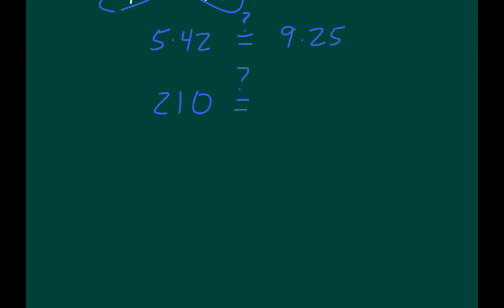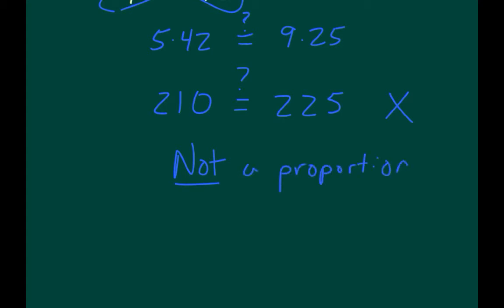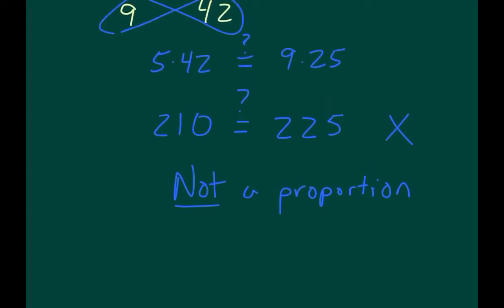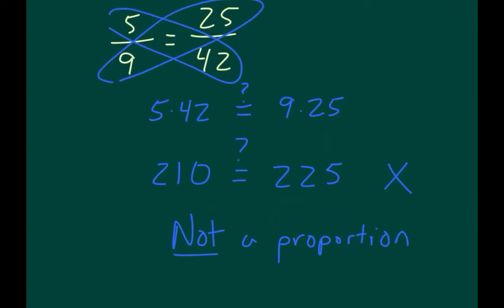Usually when I have 25, I think of quarters, like the money. If you have 9 quarters, how much do you have? Perfect, $2.25. So that ends up being 225. So those two aren't equal, so that's not a proportion. So that second example, if you wrote it down, 5/9 equals 25 over 42, that's not a proportion, they're not equal.